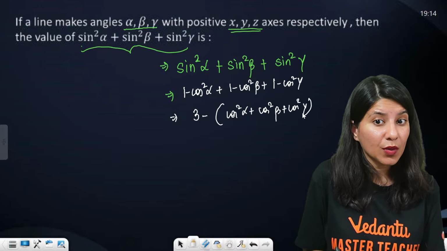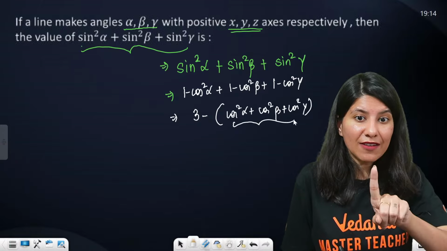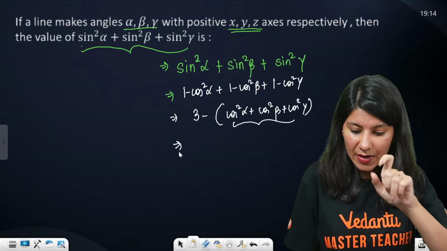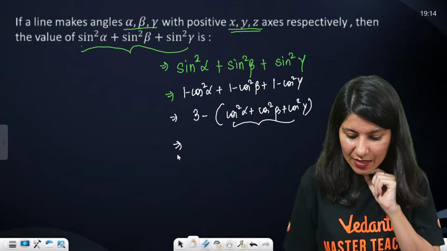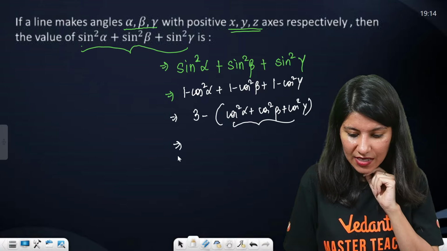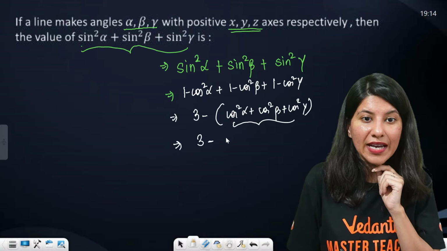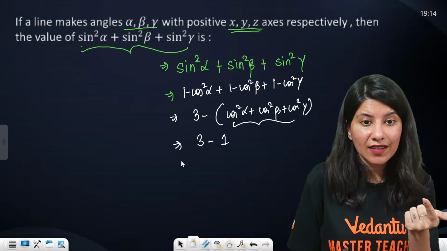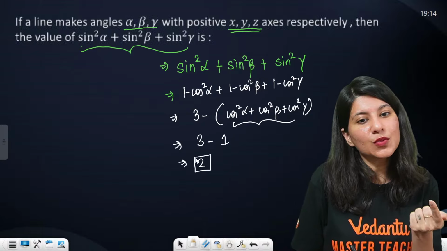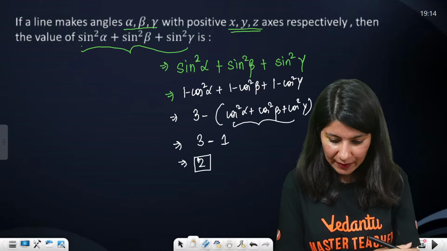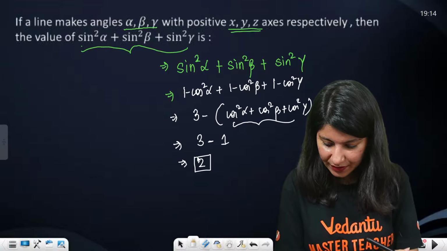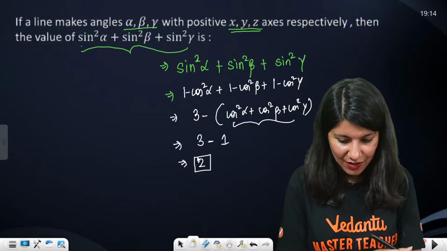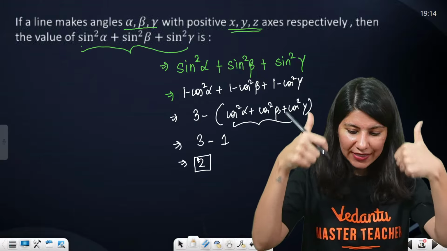Now you know the relation: cos square alpha plus cos square beta plus cos square gamma is what? Absolutely, it is 1. So 3 minus 1 is going to become 2. Crystal clear, 2. Clear? All of you are absolutely right.